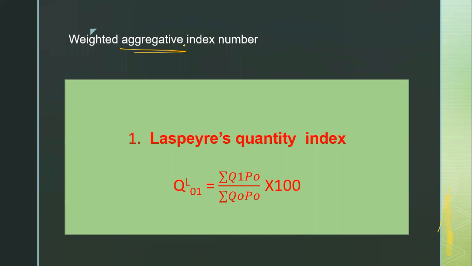The formula will also remain the same as I explained, only the quantity and the price will be reversed. Okay, so in the first method, that is under weighted aggregative index number, we have to learn this method, and under this method we have 5 methods. So the first method is Laspeyres quantity index number. We are focusing on the quantity here, so we will be writing it as Laspeyres quantity index.